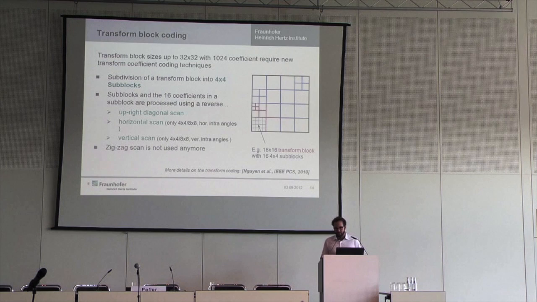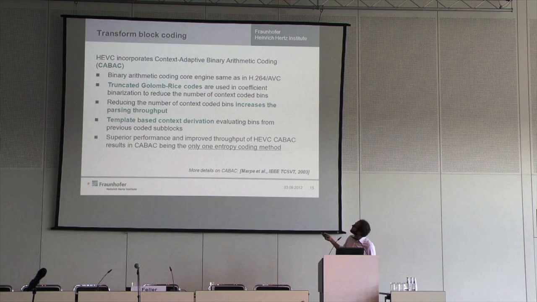Now comes the entropy coding part. Basically, it's CABAC, the core engine is the same as in H.264/AVC, but the truncated Golomb-Rice codes we introduced in the binarization actually reduce the number of context coded bins.